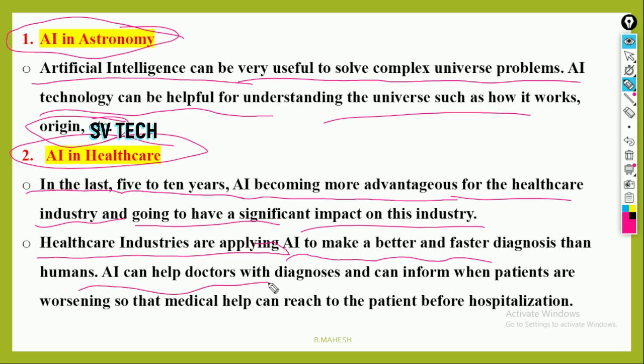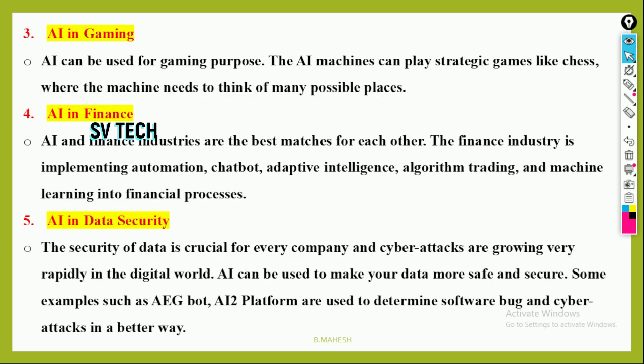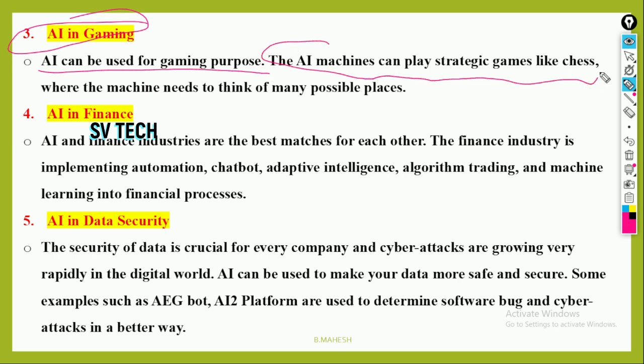AI can help doctors with diagnosis and it can inform when patients are worsening, so medical help can reach the patient before hospitalization. Here we are saving so much time. AI in gaming. AI can be used for gaming purposes. AI machines can play strategic games like chess, where the machine needs to think of many possible places.